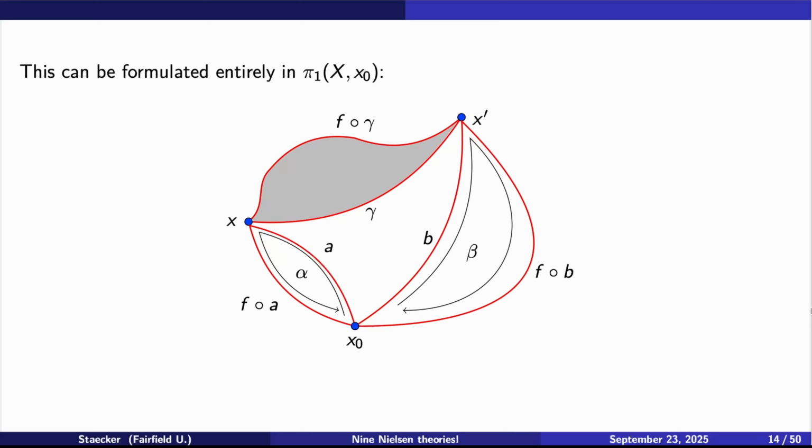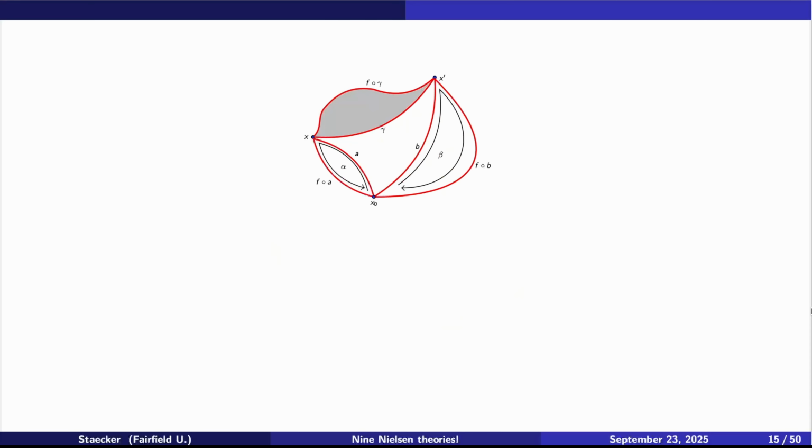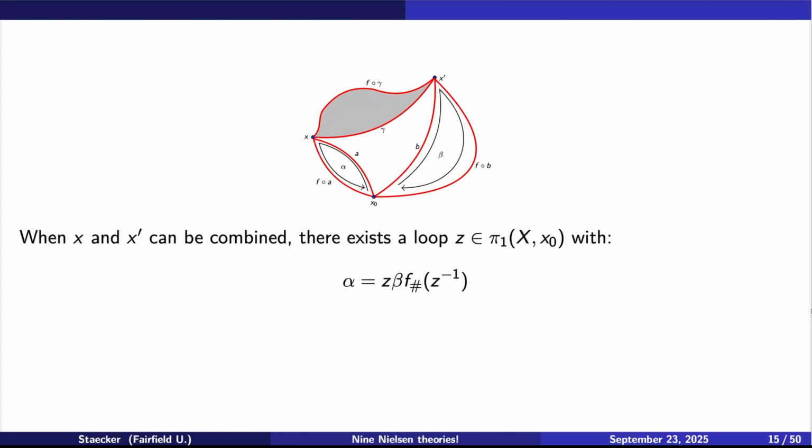And it turns out the contractibility of this, you can rephrase in terms of, rather than going here and then back here, you can go around here and back here and around here. So this is slightly complicated, but this is the condition that it ends up giving you. So when x and x prime can be combined, there exists a loop z. So in this picture, z would be the one which goes maybe all the way around the outside, something like that. But anyway, this is the algebraic condition that it all boils down to.